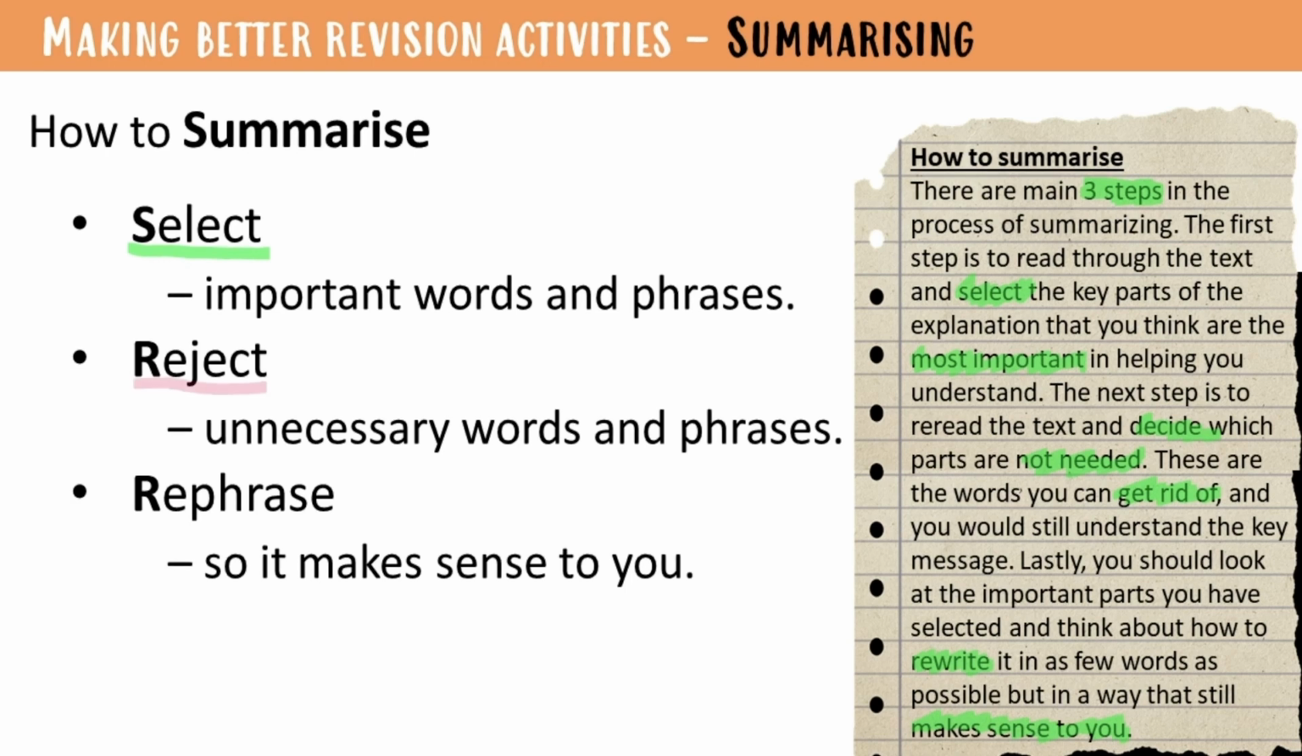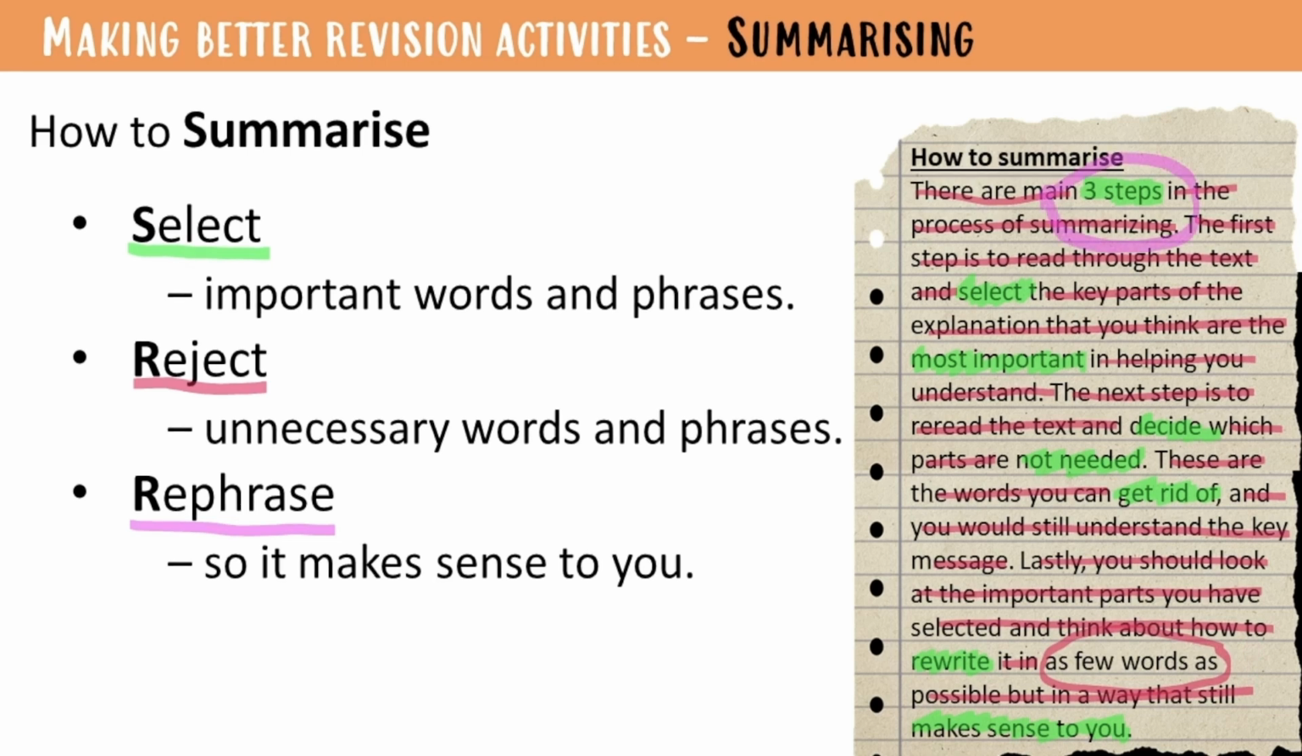The next part of summarising is to reject. So I'm going to go back through. I'm going to decide that, yeah, those words I don't particularly need. The main three steps in the process are, don't really need to say all of that. I don't think I need those bits there. I think I can do without that. And again, I'm looking through and I'm making decisions. And it says, you know, rewrite in as few words as possible that makes sense to you. So I need to make a decision. Do I think that's important to keep? I sort of decided that it isn't.